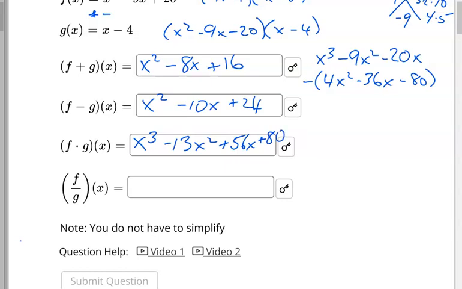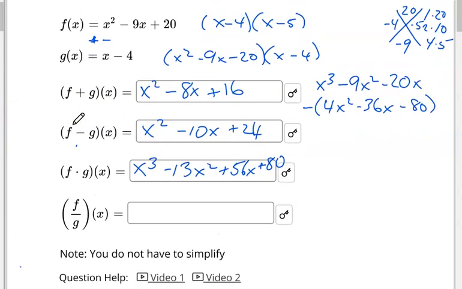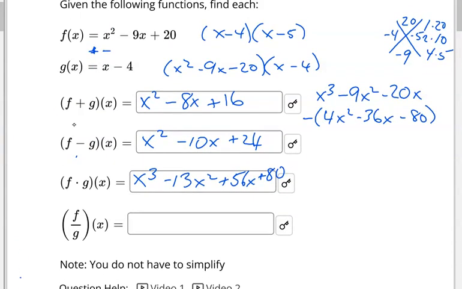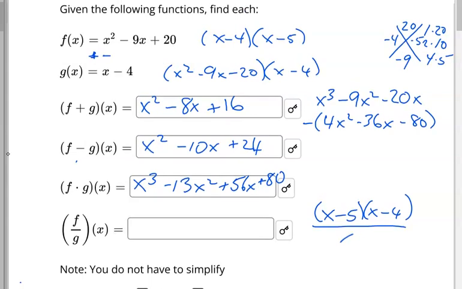Now f divided by g, that's where that factoring comes in handy. Since I know x minus 4 times x minus 5 is f of x, I can write x minus 5 times x minus 4, all divided by g of x, which is x minus 4.